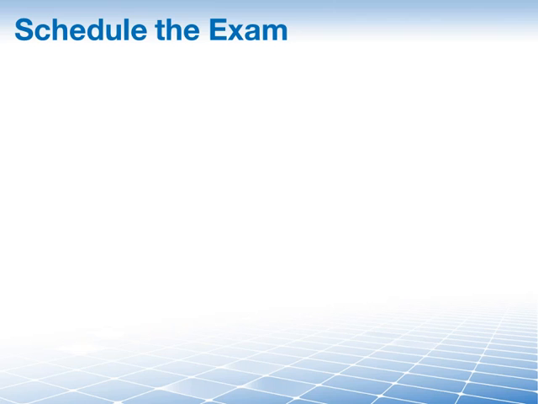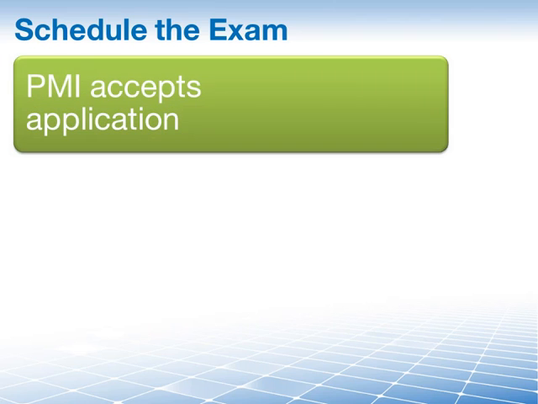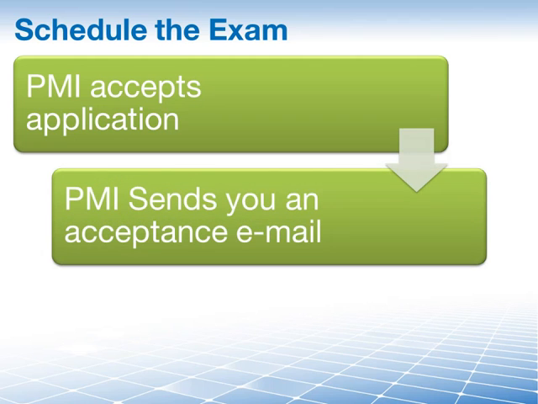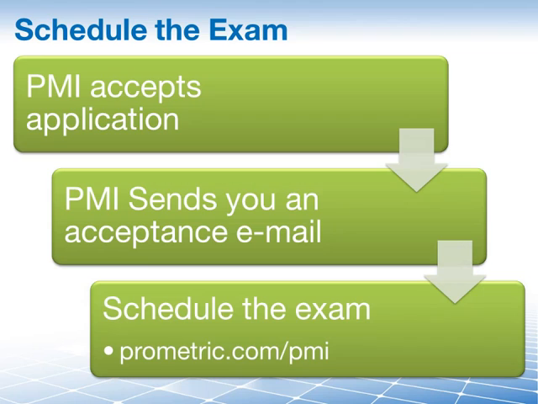Here's generally how you would schedule your exam. After your application is accepted by PMI, you will receive an acceptance letter, well, actually an acceptance email from PMI. And once you have this acceptance, you can go ahead and schedule the exam. The computer-based exam itself is managed through a company called Prometric. They have offices worldwide, and there's probably a testing center in your area. You can go to prometric.com/PMI at this point. You can find the closest testing center and obtain and schedule an exam date.